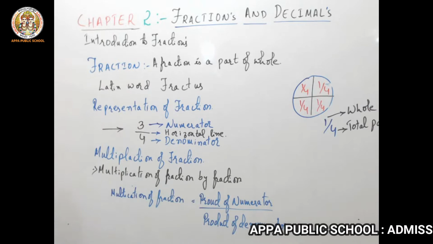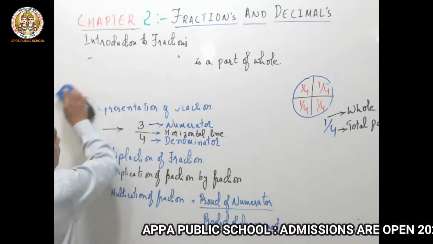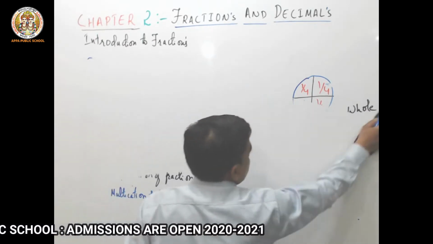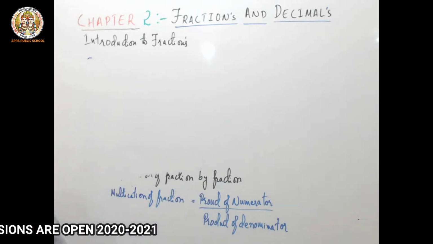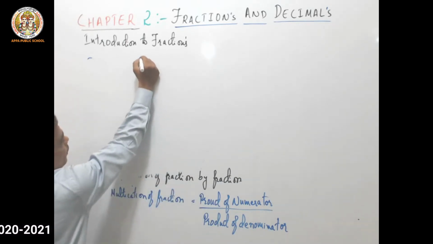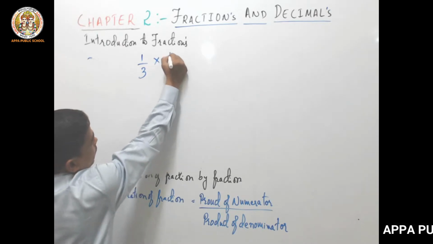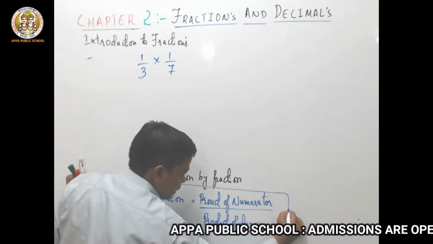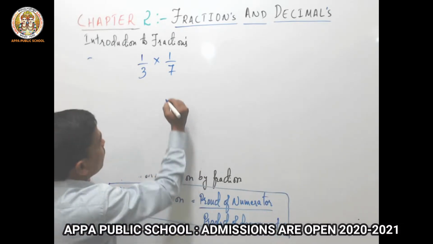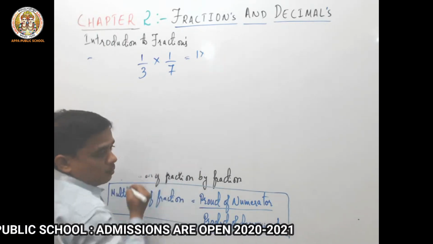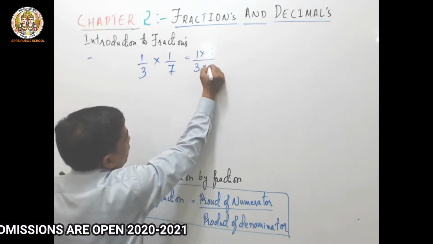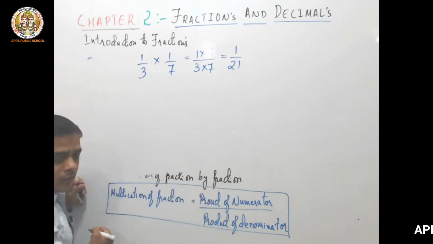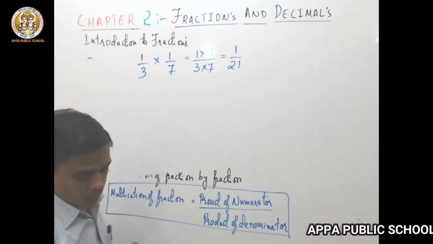Example: if I take two fractions, 1 by 3 multiplied with 1 by 7. According to this property, both the numerators I will multiply, divided by both the denominators I will multiply. 1 into 1 is 1, 3 into 7 is 21. That is 1 by 21. Next one.